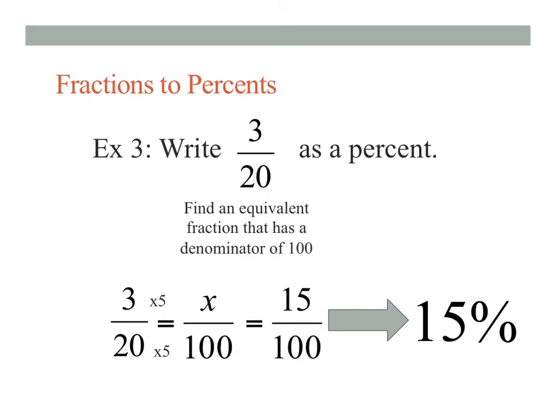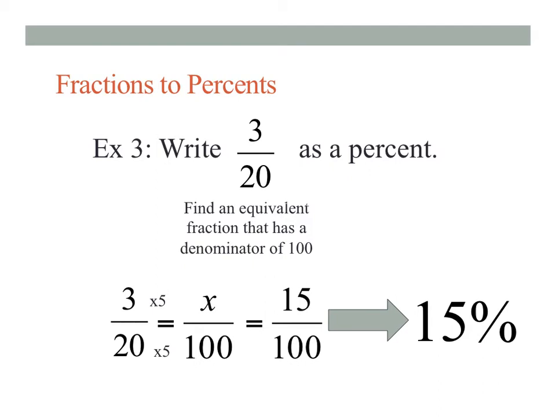3 out of 20 is not out of 100. So you could try to change the 20 so that the denominator is 100. As easy as this was, 3 times 5 gave you 15, and 20 times 5 gave you 100, so 15 hundredths is the same as 3 twentieths. That's a terrible grade. 15%. So when you see a fraction where the denominator is easy to change to 100, rewrite the fraction as an equivalent fraction over 100, and then the numerator is the percent.